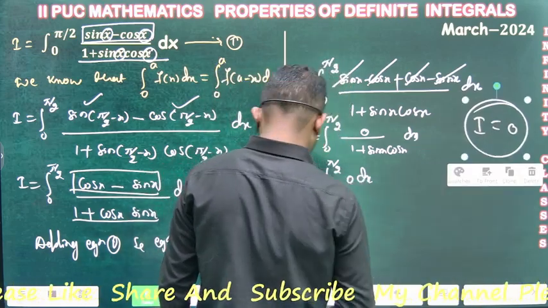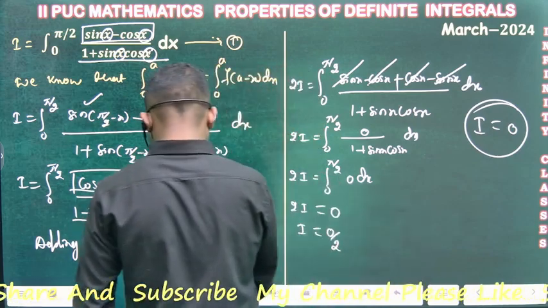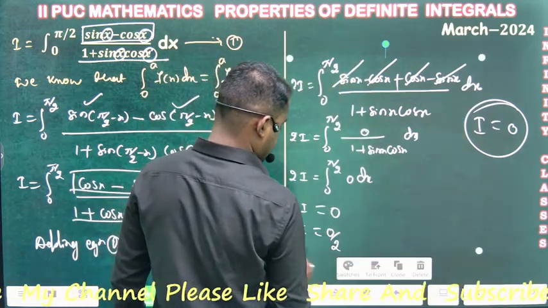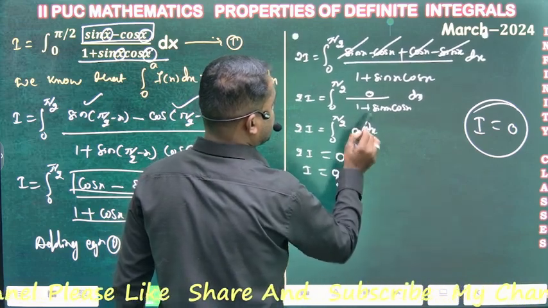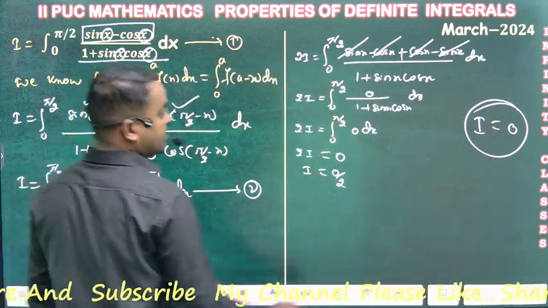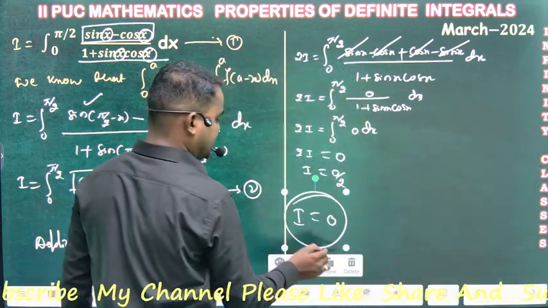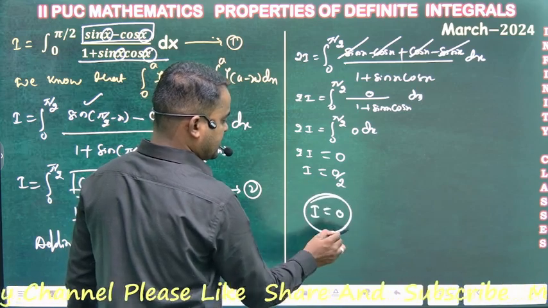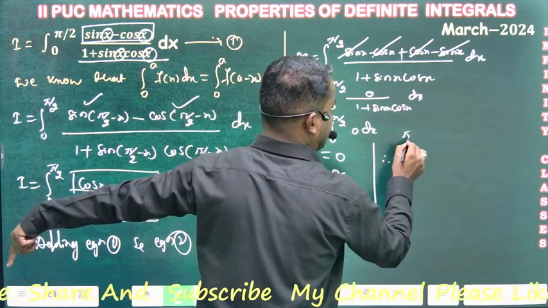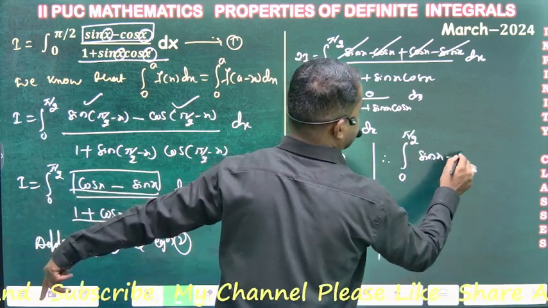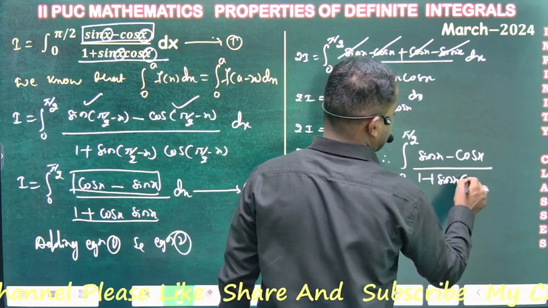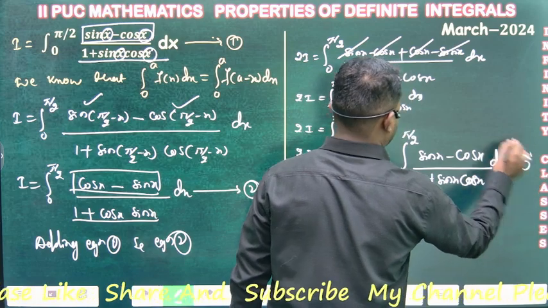So lastly we have to write the answer for this question. Therefore I equals 0. Therefore, last step, the given integral from 0 to 5 by 2, sin x minus cos x divided by 1 plus sin x cos x dx, is equal to 0. This is the final answer.